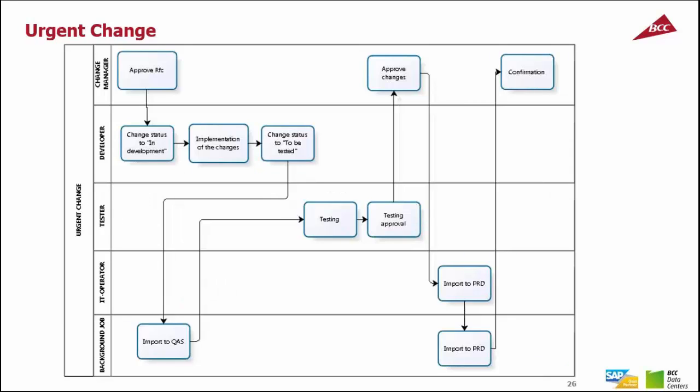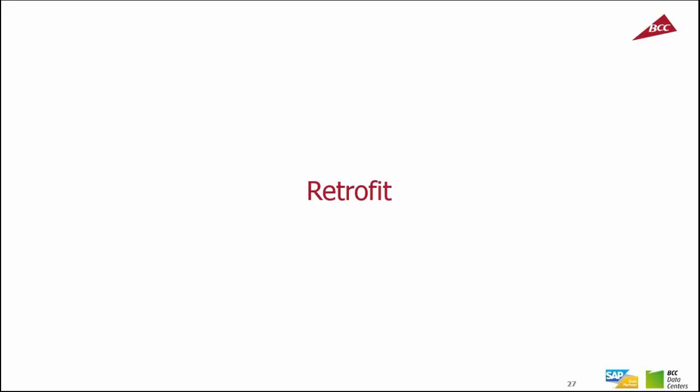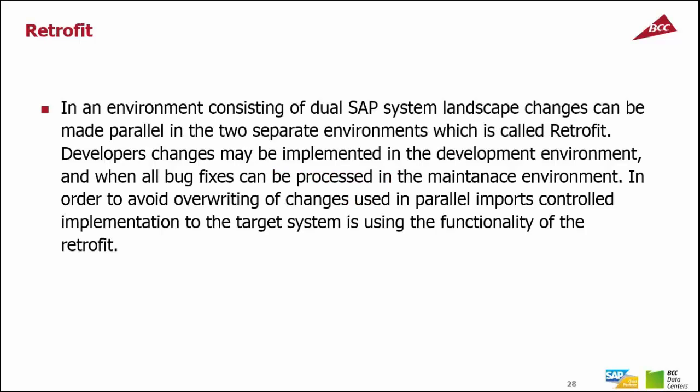Another interesting feature is Retrofit. In an environment consisting of a dual system landscape, changes can be made in parallel in two separate environments, which is called Retrofit. Developers' changes may be implemented in the development environment, and bug fixes can be processed in the maintenance environment. In order to avoid overwriting of changes when using parallel imports, controlled implementation to the target system uses the functionality of Retrofit.